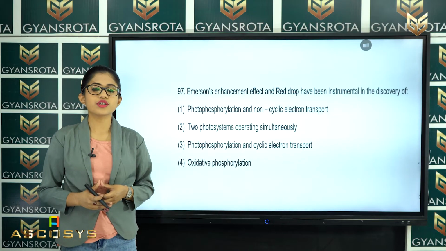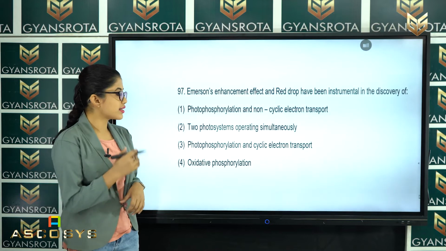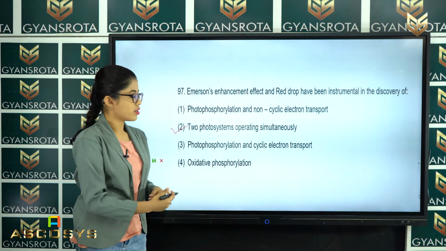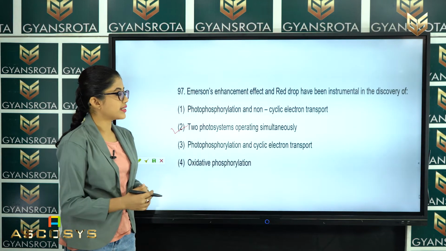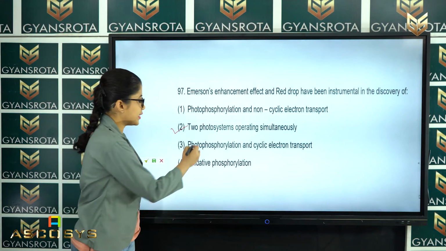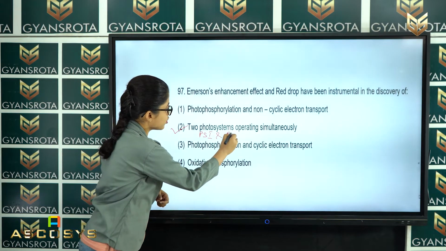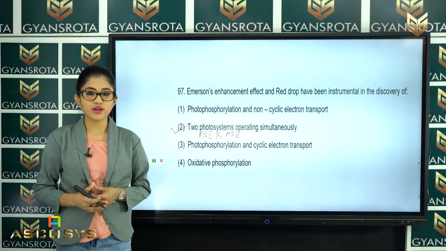So, this question is from the chapter photosynthesis in higher plants. So, what is the correct answer among this? That is option number 2. So, option number 2 is two photosystems operating simultaneously, that is PS1 and PS2. These are the two photosystems, right? So, this is the correct answer of this question.